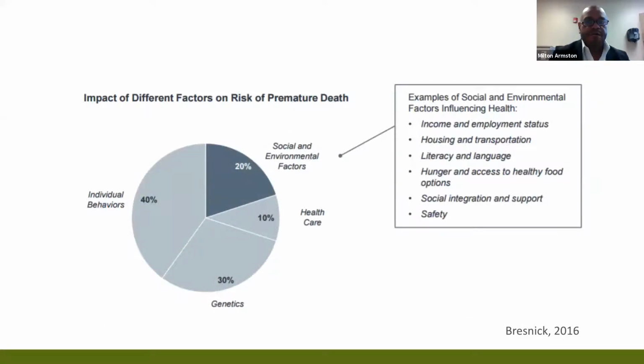So this slide is very exciting to me, as a provider that is working in an integrated care setting. In a primary care setting, we look at the genetics, what a person is born with. We look at the impact of the health organization. But a big factor in terms of the impact of different factors on risk for premature deaths really has a lot to do with a person's health behaviors, but also that social and environmental factor.